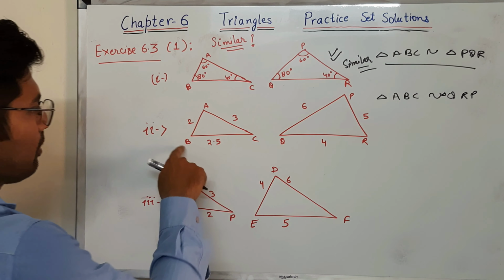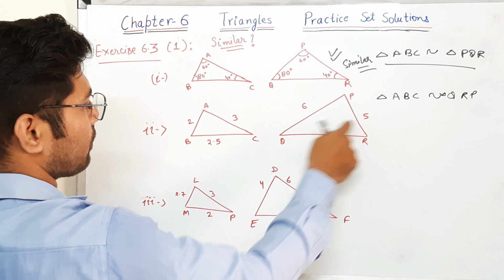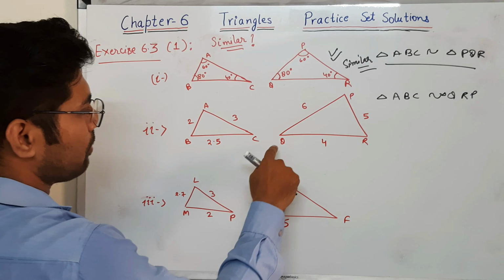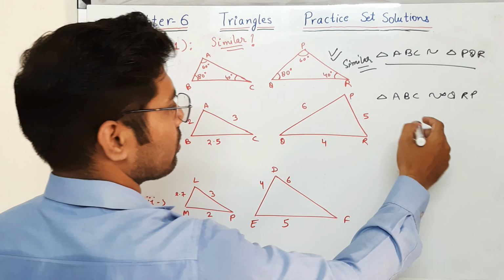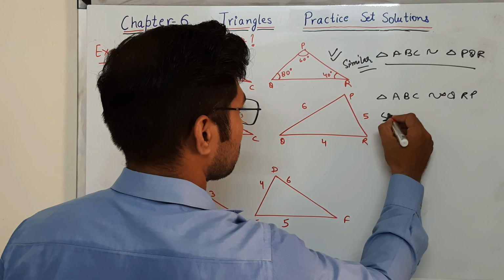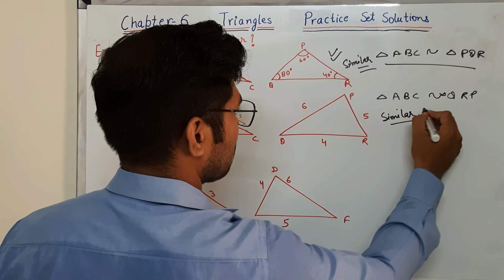Okay, ABC: 2 is 4, 2.5 is 5. So we are going in this direction. ABC will be QRP. Okay, so these are similar.